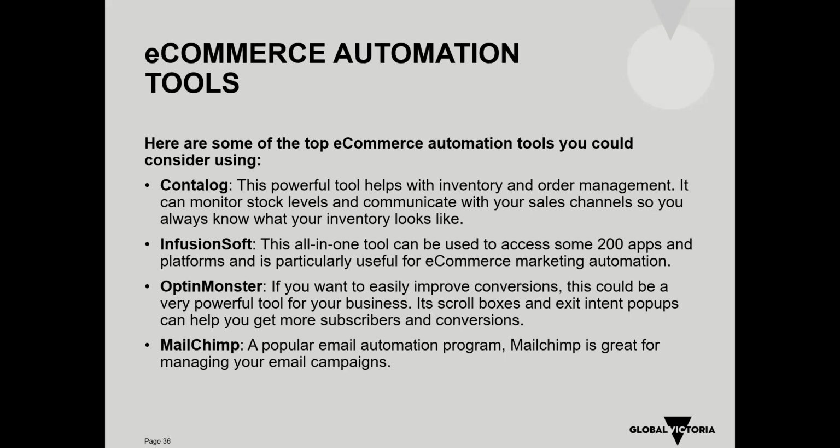Now, there are a number of automation tools that you can implement. I'm just going to talk you through a small selection of them and the sorts of things that they do. So there's Contalog. Contalog is a tool that helps with inventory and order management. It can manage stock levels, communicate with your sales channels, etc., so that you always know where you are by way of stock levels.